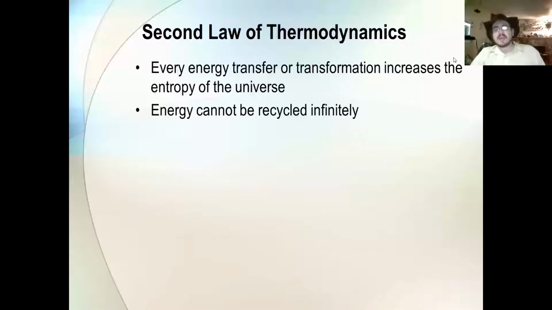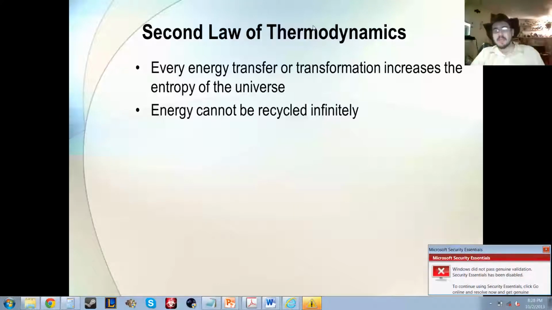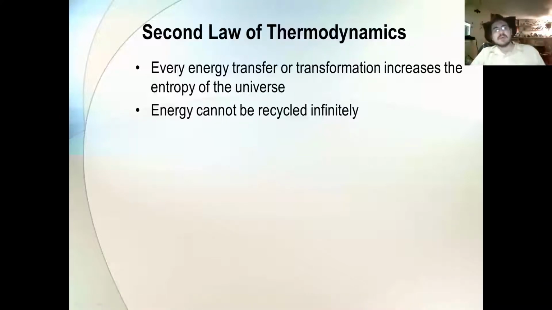So, the second law also states explicitly that energy cannot be recycled infinitely. Think of this as a wheel. If you take your hand and start spinning a wheel and then you let it go, the wheel over time slows down and then comes to a stop. That is because some of its energy is lost to transfers and transformations. It cannot consistently recycle its kinetic energy as it moves. It cannot infinitely recycle it. So instead, it slows down and stops.